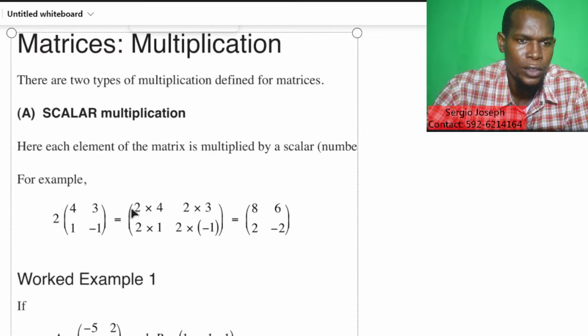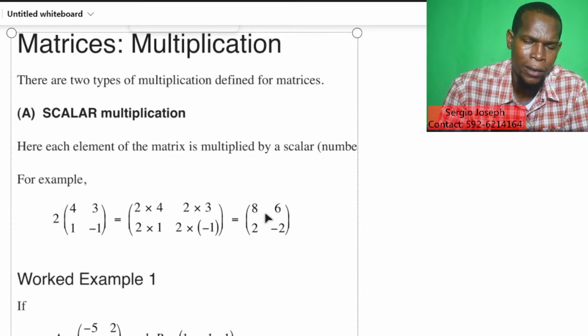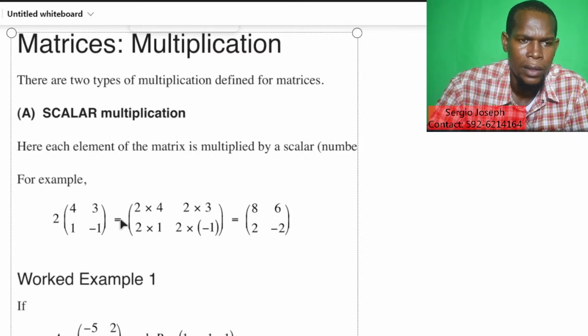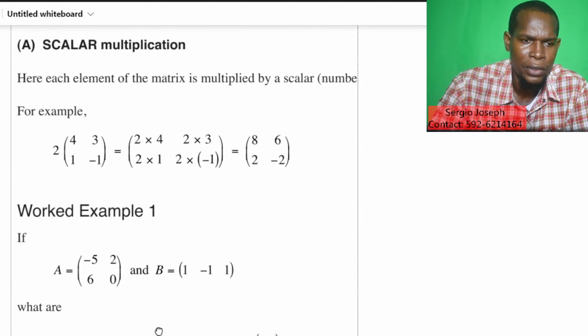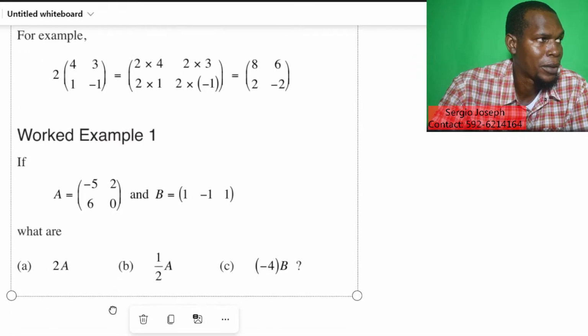So we have 2 times 4, 2 times 3, 2 times 1, 2 times minus 1, which gives us respectively 8, 6, 2, and minus 2. Please pay attention, alright, that there's no equal sign in between, it's just white space. You always try to maintain your rows and column arrangement. And that is simple. So let's look at this work example here, people.